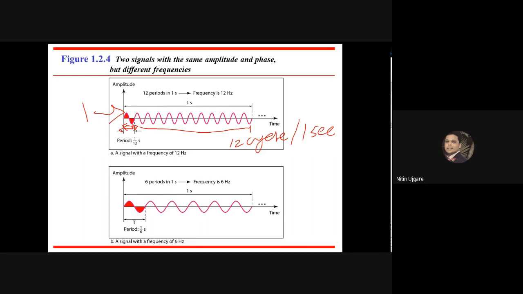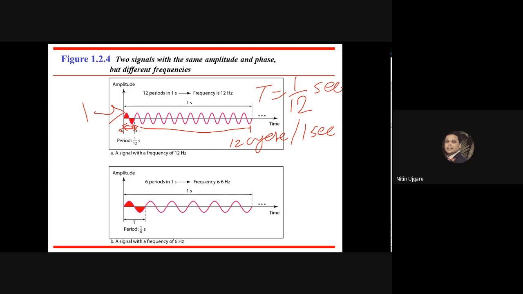As I just mentioned, frequency is expressed in hertz, whereas period is expressed in seconds. We know that period and frequency are the inverse of each other. So if I want to find the period T, I will simply calculate it as 1 divided by 12 seconds, since the frequency of this signal is 12 hertz. So 1 divided by 12 is the period, the time this signal takes to complete one cycle.